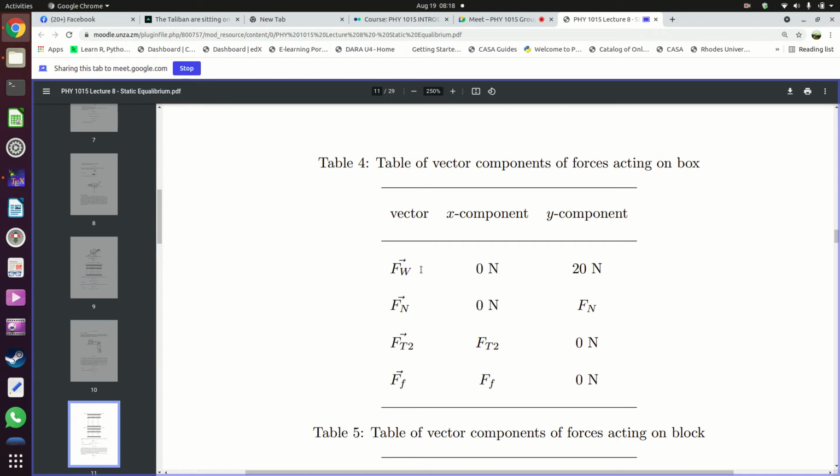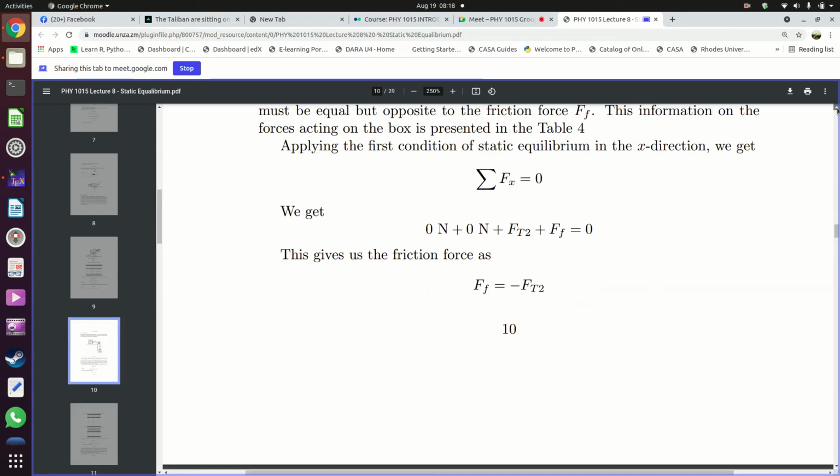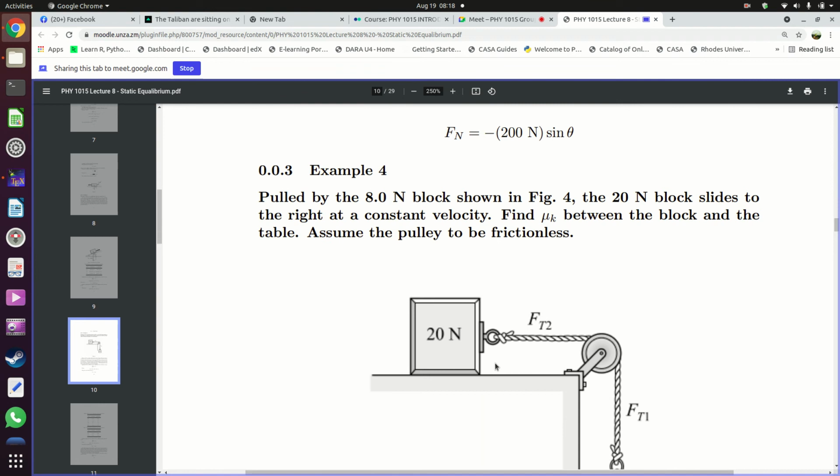For the 20 Newton object, you notice that for the weight, in this particular case, the weight of the 20 Newton object, which is Fw, along the x-axis, there is no component, because the weight is only, if you put an XY plane here like that, you notice that the weight is in this direction, down here. So along the x-axis, if you put your XY plane over here, this is going to be a positive x-axis, then the weight is going to be pointing in this direction.